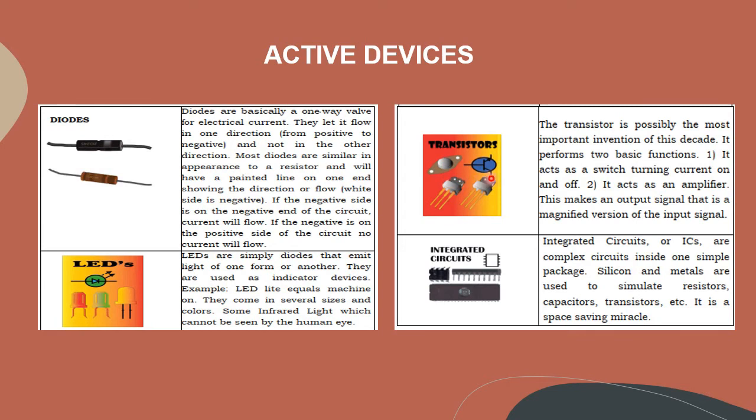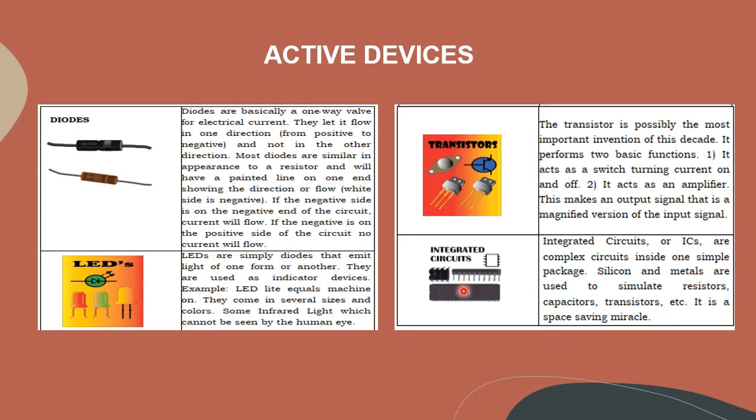Next we have the transistors. It is possibly the most important component as of this time. It performs two basic functions. Number one, it acts as a switch turning current on and off, and the other, it acts as an amplifier. So this makes an output signal that is a magnified version of the input signal.